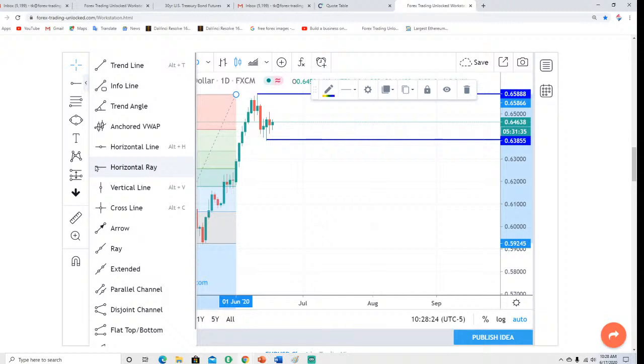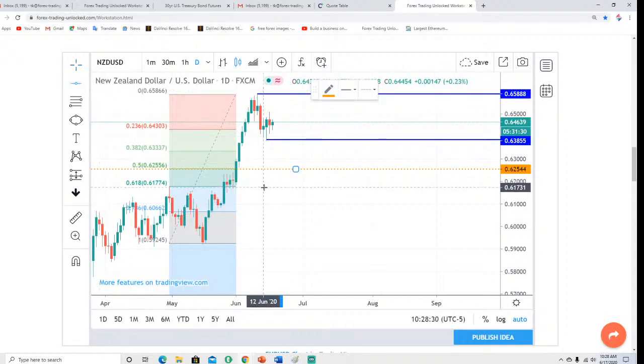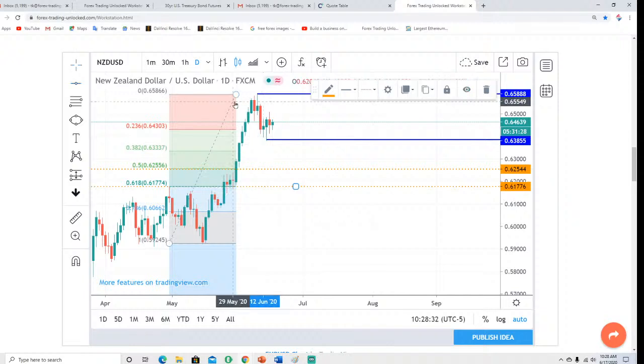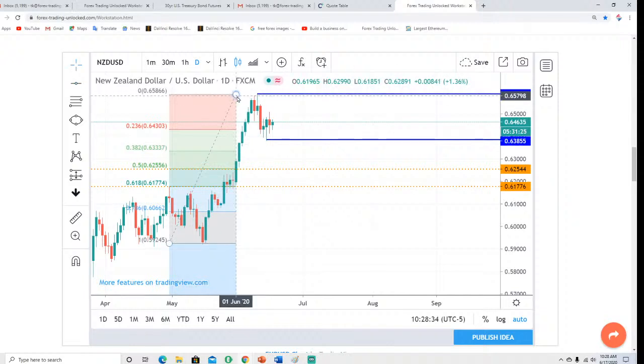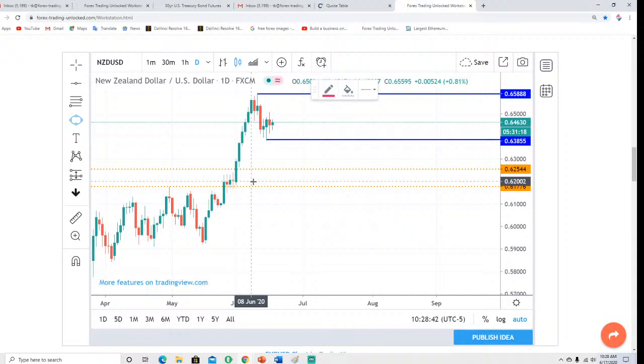Remember, Fibonacci is not always the guideline, but it always gives us a really good target range. So with this, let me get rid of this. Okay, so we have 62.54 down to 61.77 in this area here. This would be a really good target area.